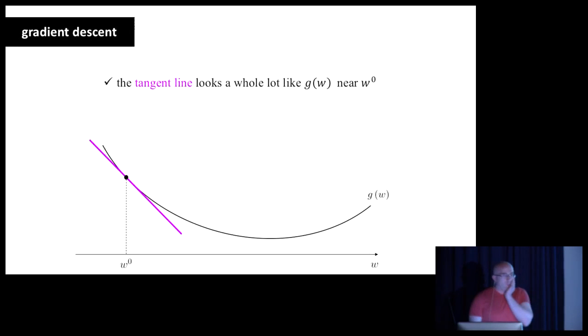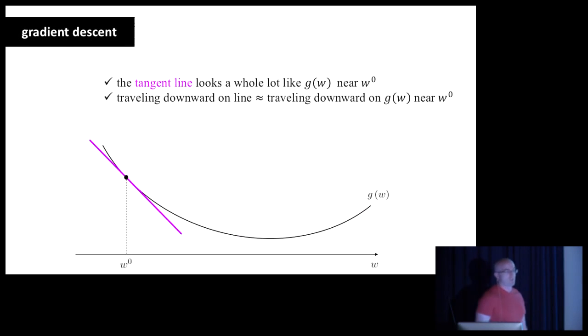Well, notice that the tangent line at W0 looks a heck of a lot like the function near there. If you remember from your calculus, that is kind of the definition of a derivative. It's locally very similar to the underlying function, it just visually looks the same. The question is then, if we travel downwards on the line, does that mean we're traveling downwards on the function itself?